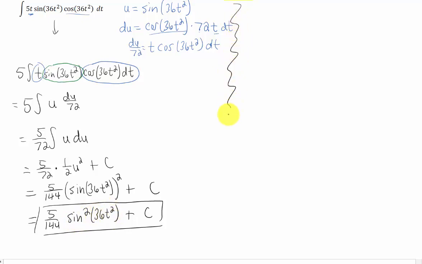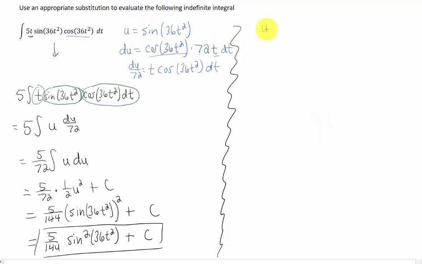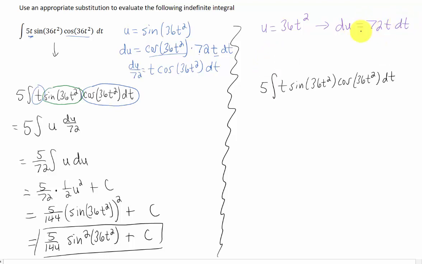Now you might be saying that's not what I chose for my u. Maybe you followed the rules from my previous video and decided that it made sense to use u equals 36t squared. And I think that does make sense. That would give you du is 72t dt. And again, I'll pull the 5 out of the integral, and I'll divide both sides of this formula here by 72. And then we can notice that this t dt right here is just du over 72. And then we can also notice that this 36t squared here and here is just our u.